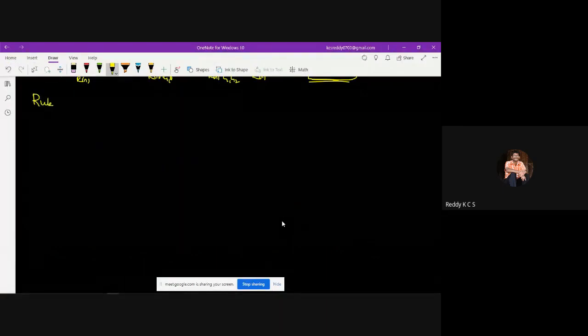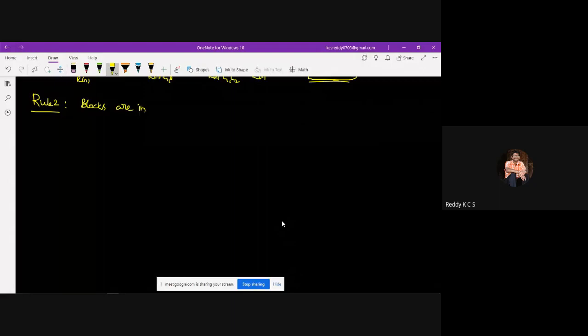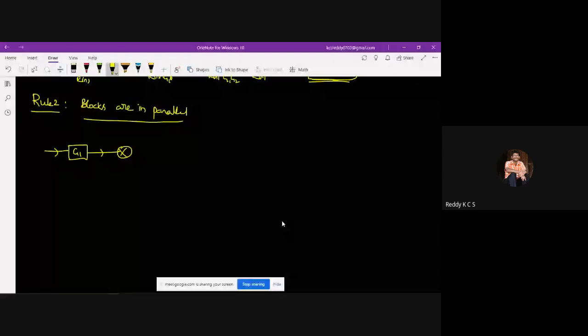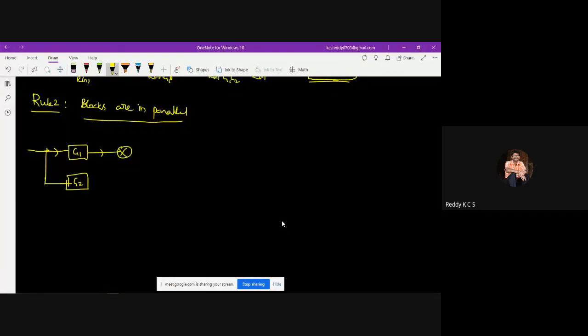Rule 2. Blocks are in parallel. So blocks are in parallel in the sense when I'm going to connect, here I have shown that this is the G1 and then this is a summing point, meaning the signals are getting added at that particular point. And also if I have G2, like this, and then I'm going to add to the same summing point.